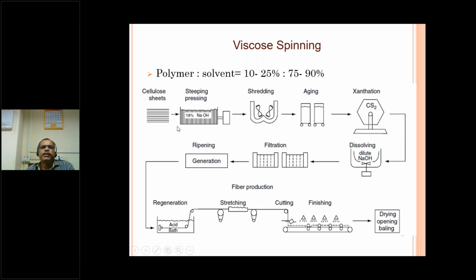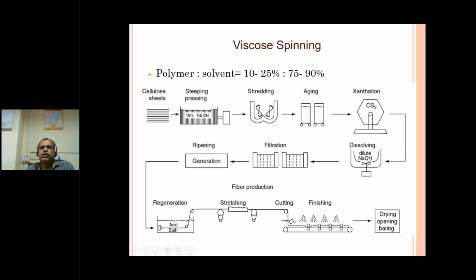In wet spinning technology, viscose can be spun. This is the rayon spinning line. These are the cellulose sheets which we collect from a natural source. In the steeping process we use 18% sodium hydroxide to make sodium cellulose. Then shredding, where we cut the sheets into very fine pieces. Aging, where we store it to shorten the chain length of the natural cellulose. Then xanthation, treated with CS2, carbon disulfide, to make sodium cellulose xanthate.